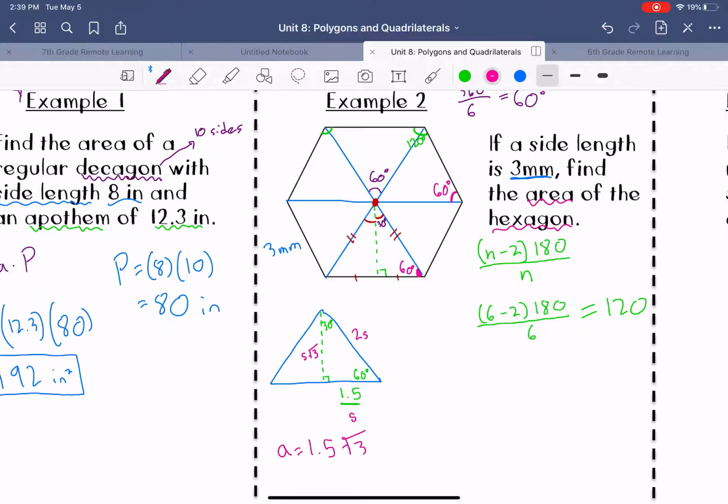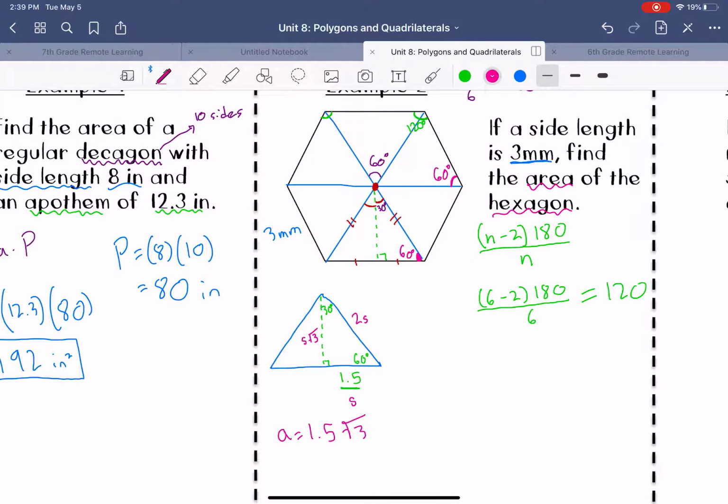So now that I know that apothem, I can start using my area formula. Area, as a reminder, is 1/2 the apothem times the perimeter. So that will be 1/2 times 1.5 root 3 times my perimeter. I know one side is 3, and there are 6 sides total, so I can just write 18. The perimeter is 18 because it's 3 times 6.